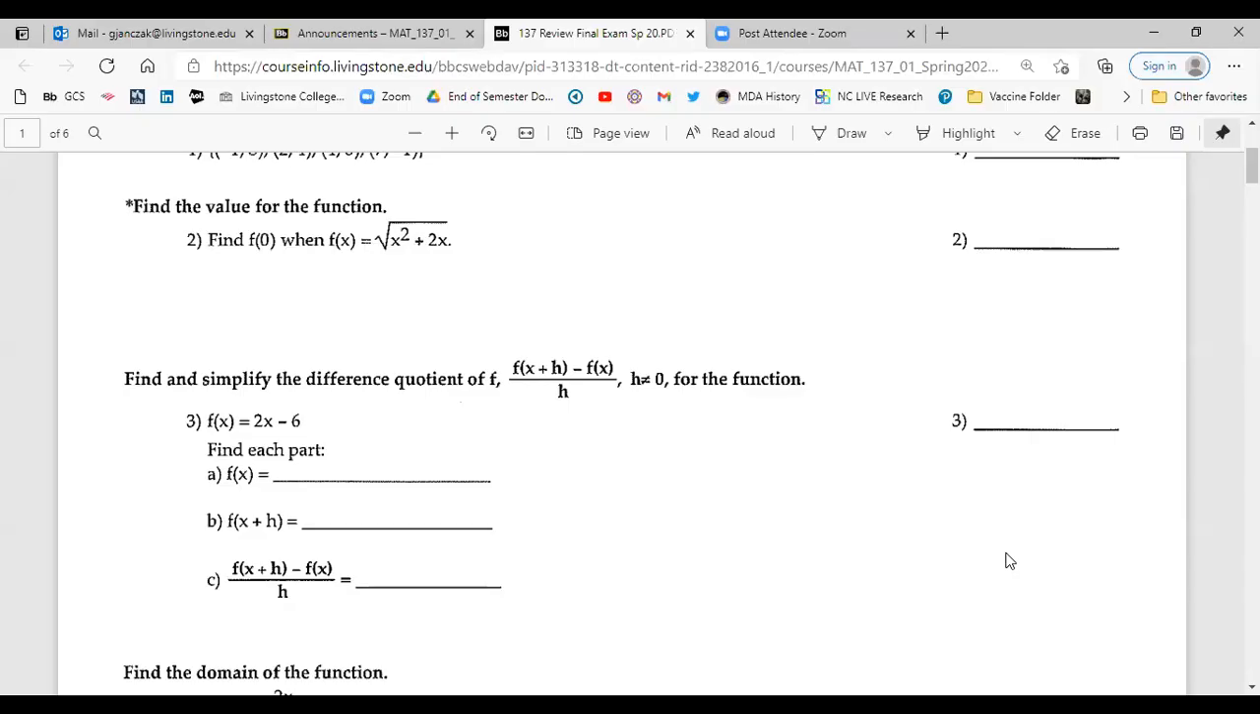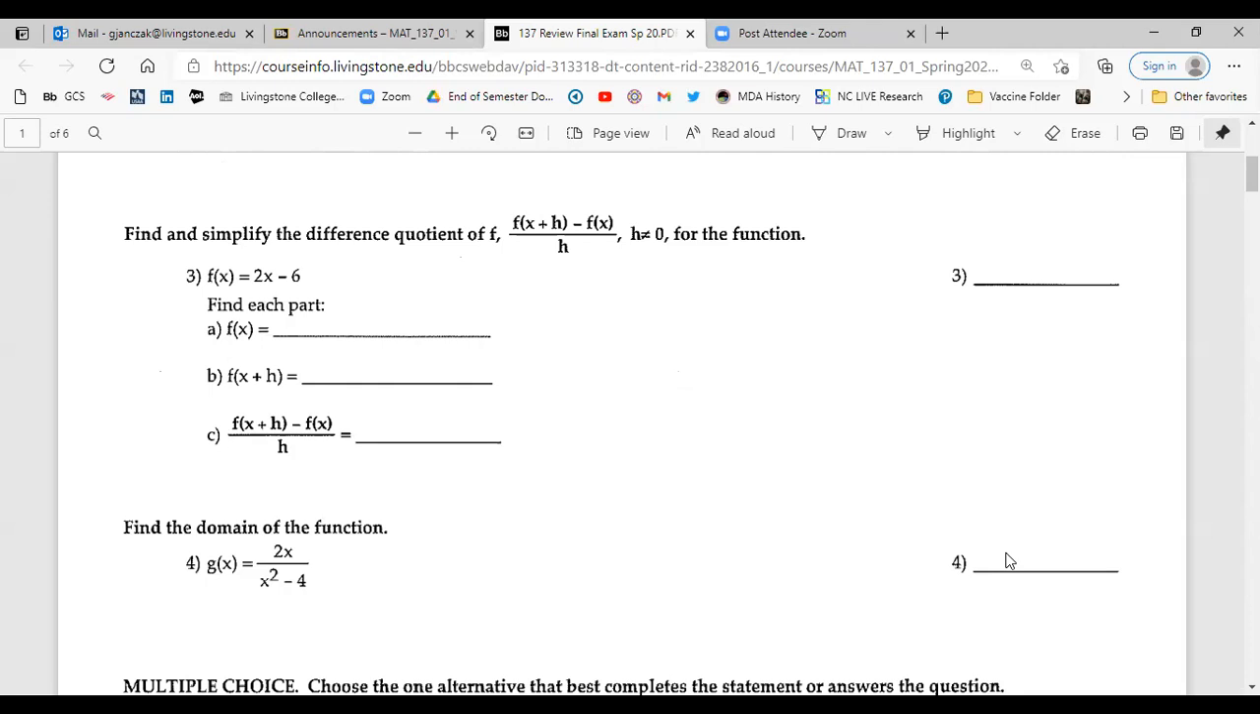All right. So now, find and simplify the difference quotient. And the difference quotient is f of x plus h minus f of x over h. Now this is an extremely important concept, because it's gone over quite extensively in calculus. If you go on to calculus from there, maybe slightly different format, but it's basically the same thing. Okay, so any questions with this? Yes, sir. Alrighty.